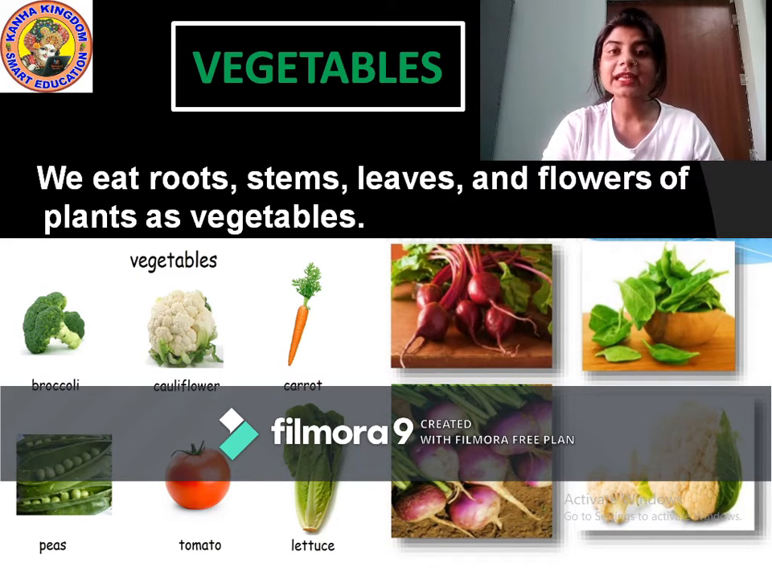And these are the different parts of a plant. These vegetables are the roots, stems, leaves and flowers of a plant that we eat as vegetables. Understood? Plants provide us different kinds of food, and we eat different parts of a plant as food. Understood?